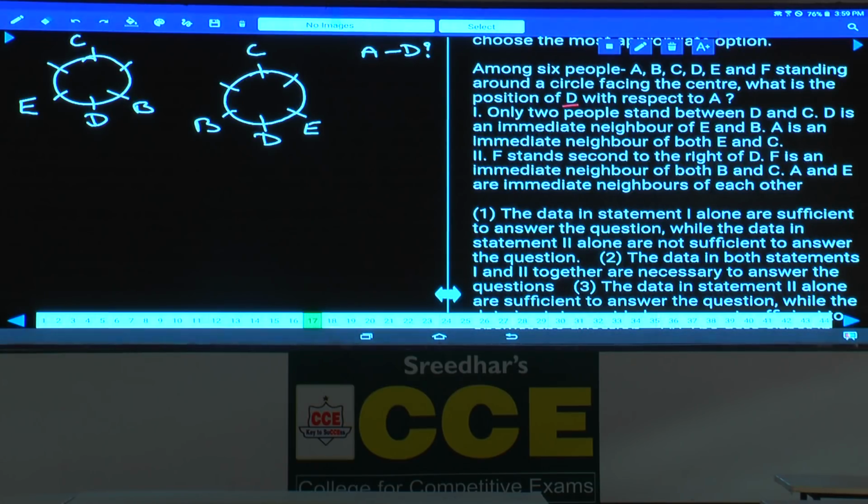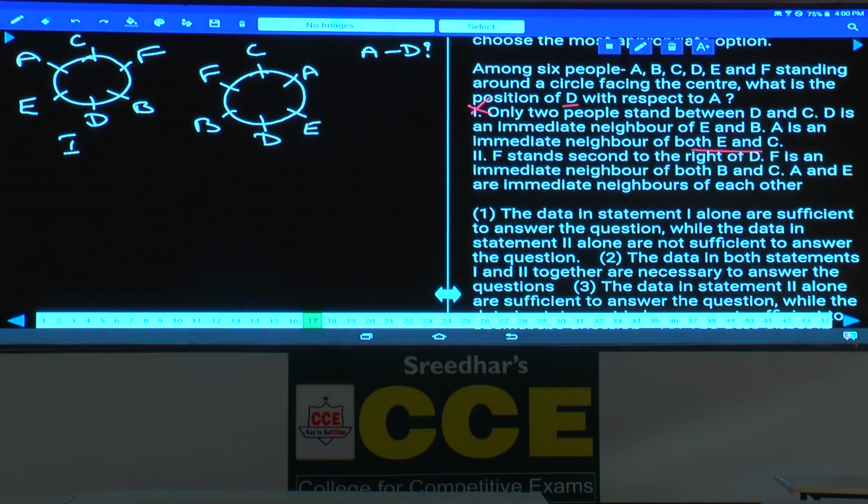And A is an immediate neighbor of both E and C. As A is an immediate neighbor of both E and C, A will be at this place. Then who is the person left over here? F is the person left over. Hence, with the help of condition number 1, we are getting 2 different possibilities. And what is the position of D with respect to A? Now, this is case 1 and this is case 2. In case 1, the position of D is second to the right. And in case 2, the position of D is second to the left. Second to the right, second to the left, there are 2 possibilities. Hence, condition number 1 alone is not sufficient.